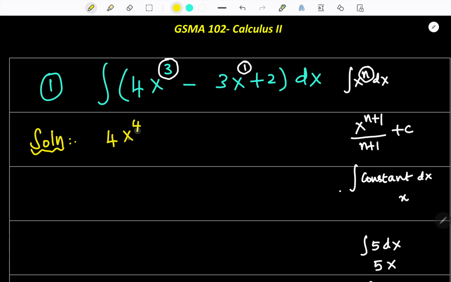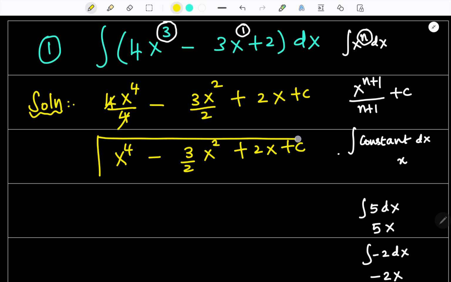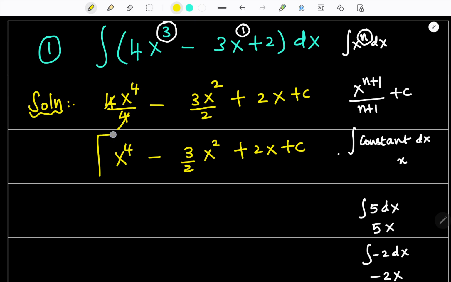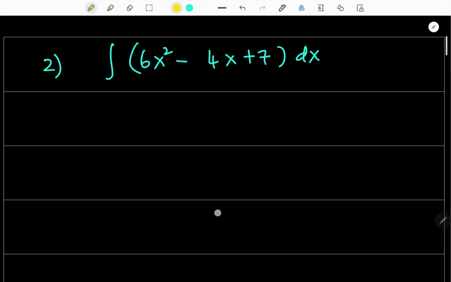4x cubed gives 4x power 4 divided by 4, minus 3x power 1 gives x power 2 divided by 2, plus the integration of 2 is 2x. So the 4 gets cancelled. You will get x power 4 minus 3 by 2 x square plus 2x plus integrating constant c. Don't forget to put integrating constant c. This is going to become your answer.